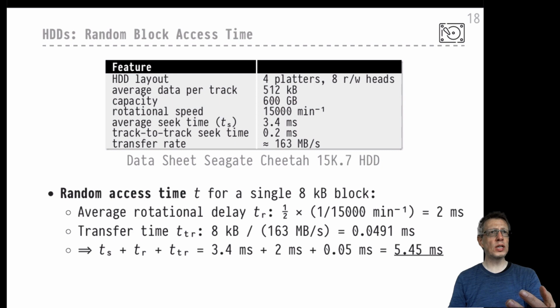Okay, so now we have all the components. The transfer time for random access of a single 8 kilobyte block would be the seek time, 3.5 milliseconds, plus 2 milliseconds, the average rotational delay, plus the transfer time, adding up to 5.45 milliseconds until we can read the wanted information. Sounds not too bad, but it is bad.